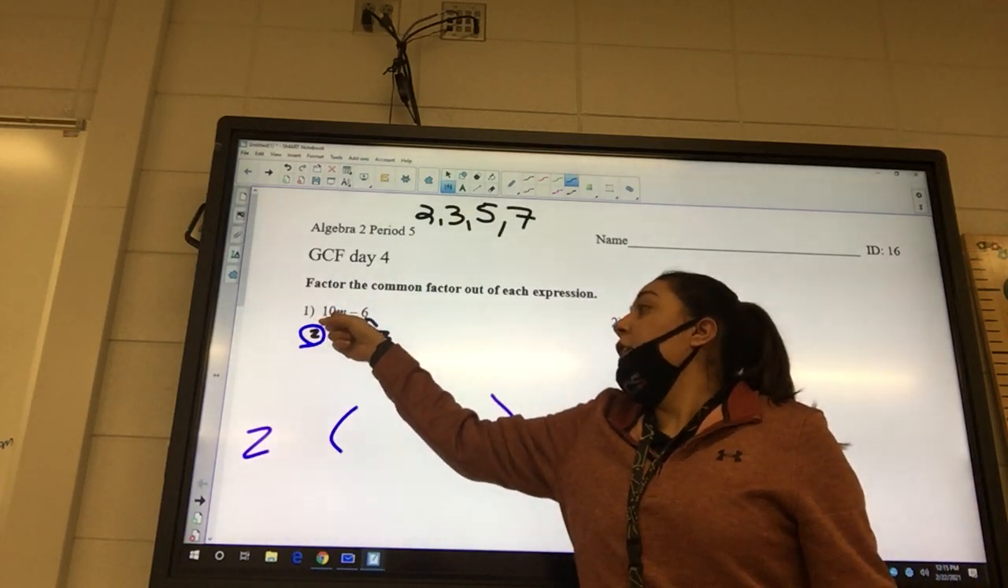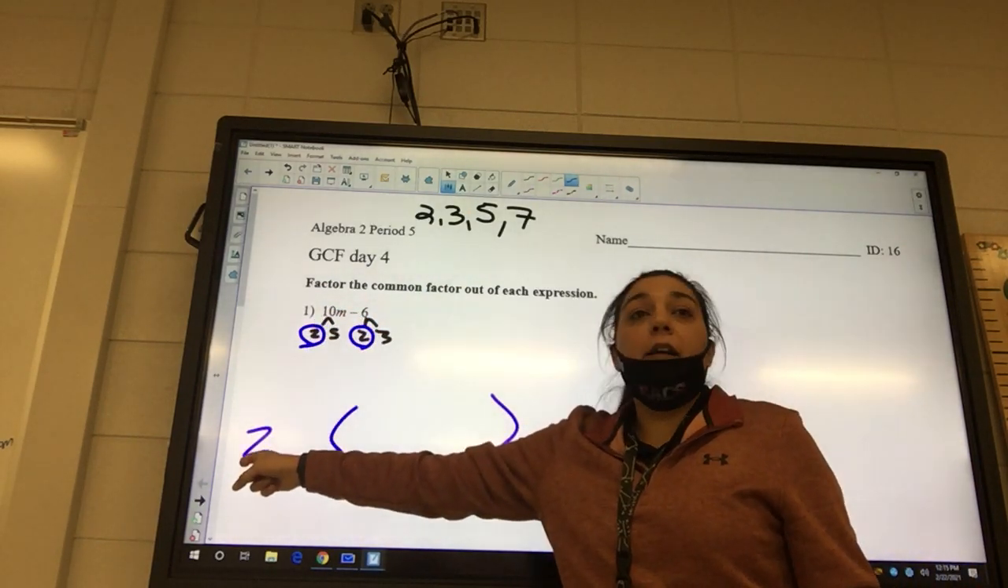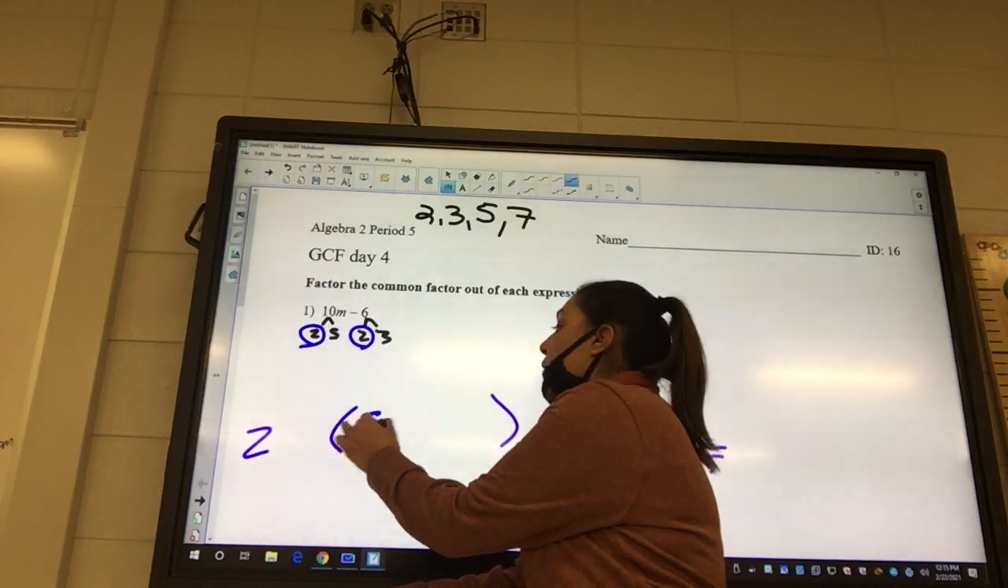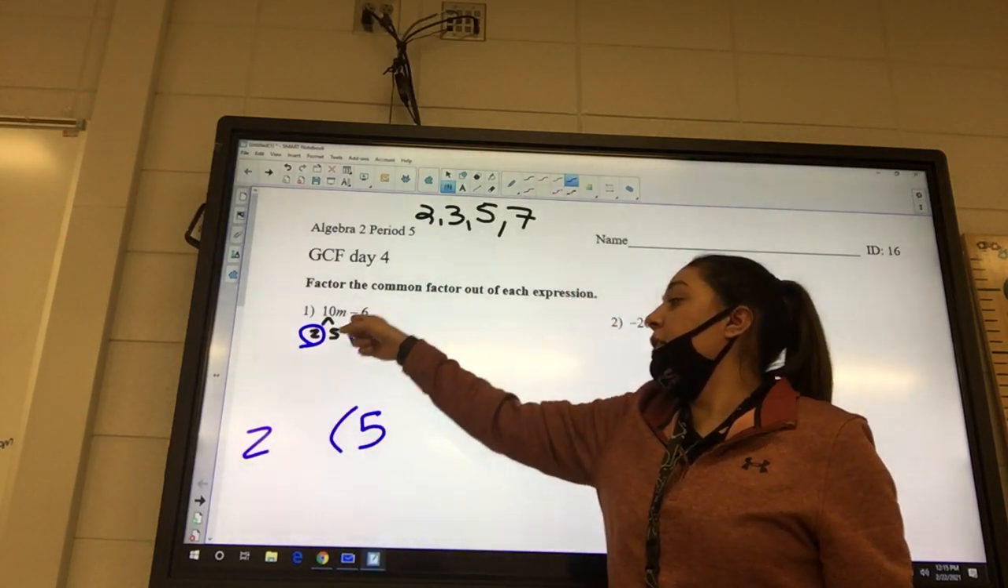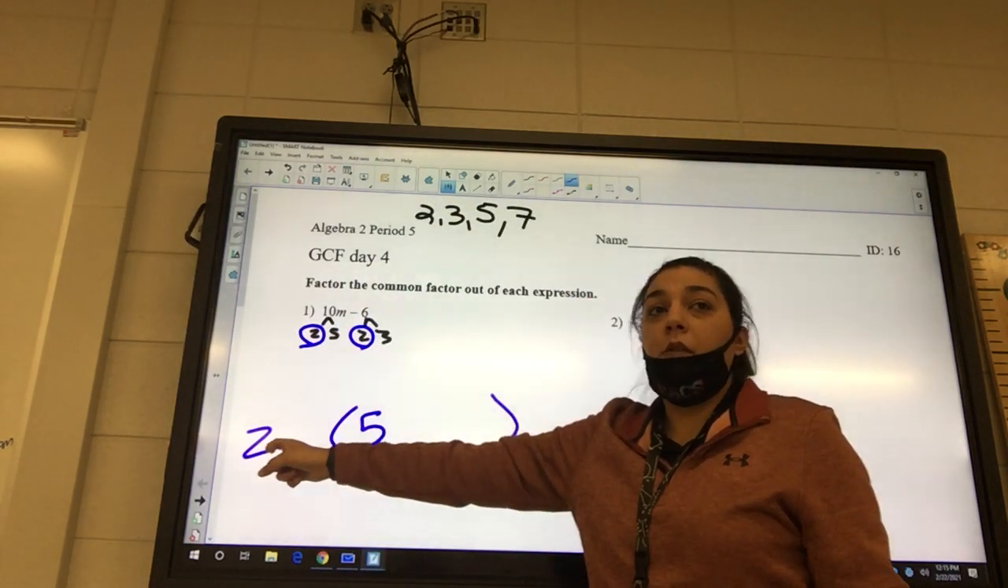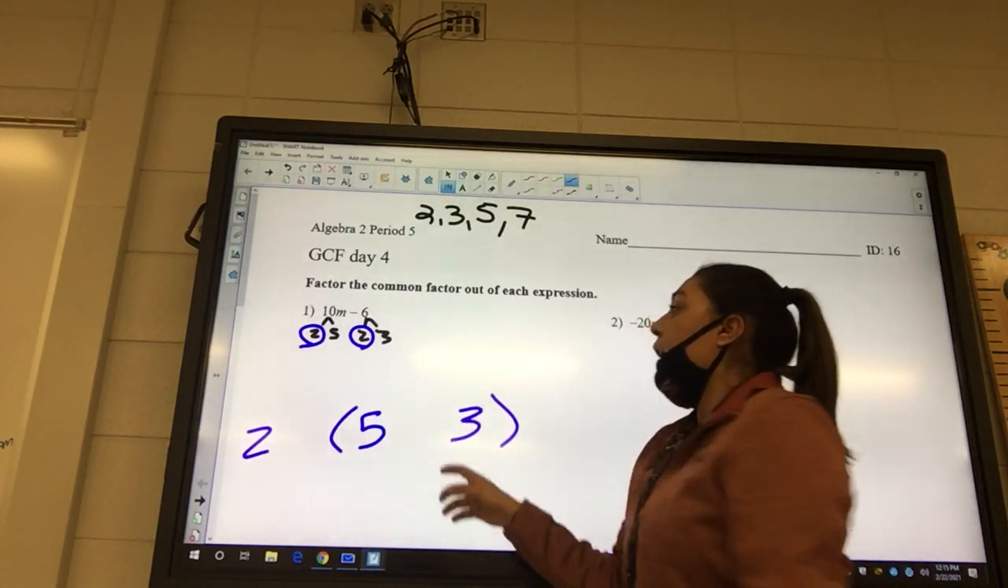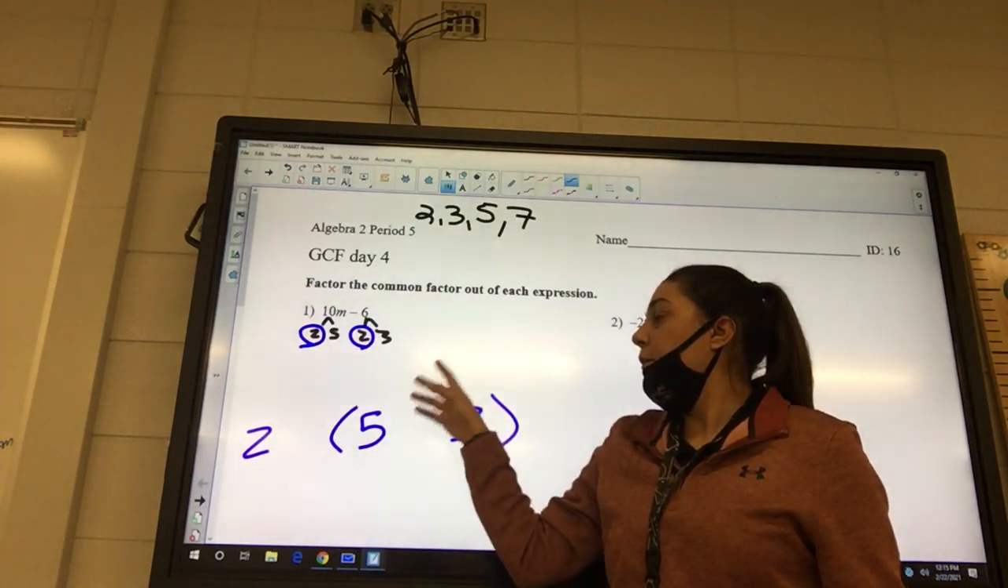Then you look here and say, what is 10 divided by 2? 5. So you put a 5 in the first spot. 6 divided by 2? 3. Now, what do you notice up here? You have that negative.